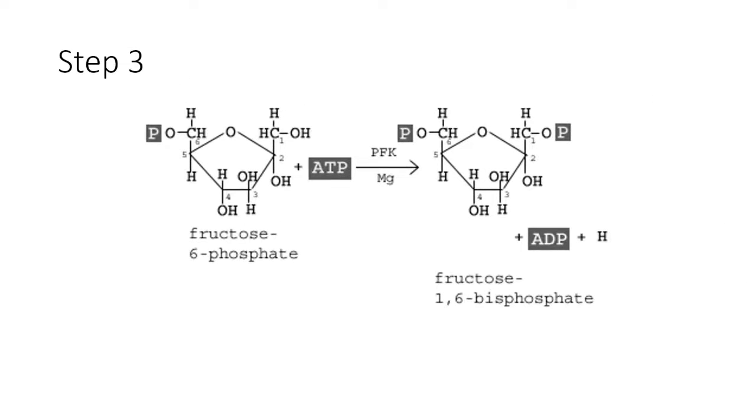In step 3, fructose 6-phosphate is added with another phosphate group from hydrolysis of ATP to form fructose 1,6-bisphosphate. The second ATP is used.